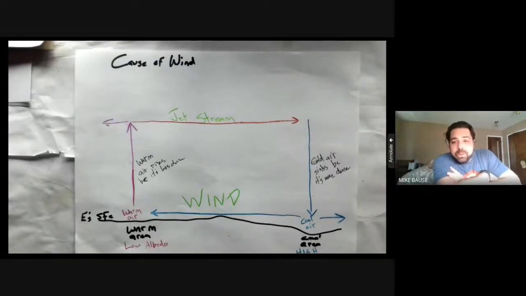All right, so we're going to stop here, mostly so I can sharpen some colored pencils. But this is part one of the cause of wind. We are going to do a part two coming up right now.